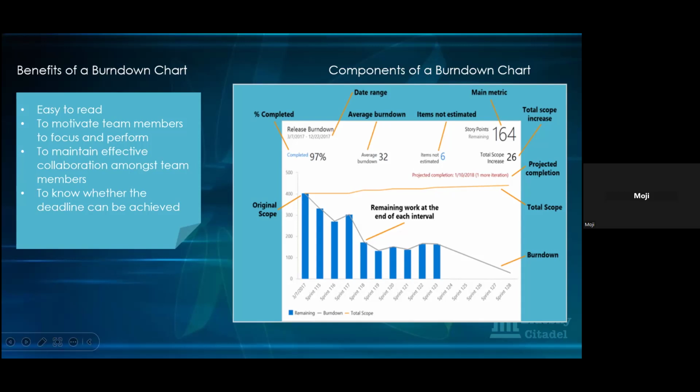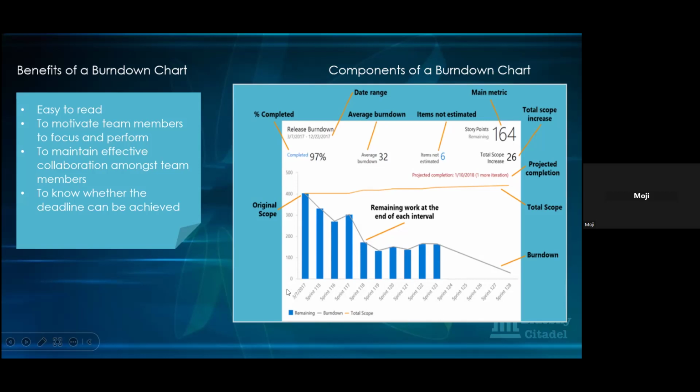It gives you that information also by itself. And then the yellow line you're seeing at the top here depicts your total scope. So the total scope for this particular chart is 400 story points. That's the total scope. And then the gray line going down on the top of the bars, that is the burn down. And the blue bars are just the story points, the work items that we're burning down. Okay, that gray one is the burn down line.